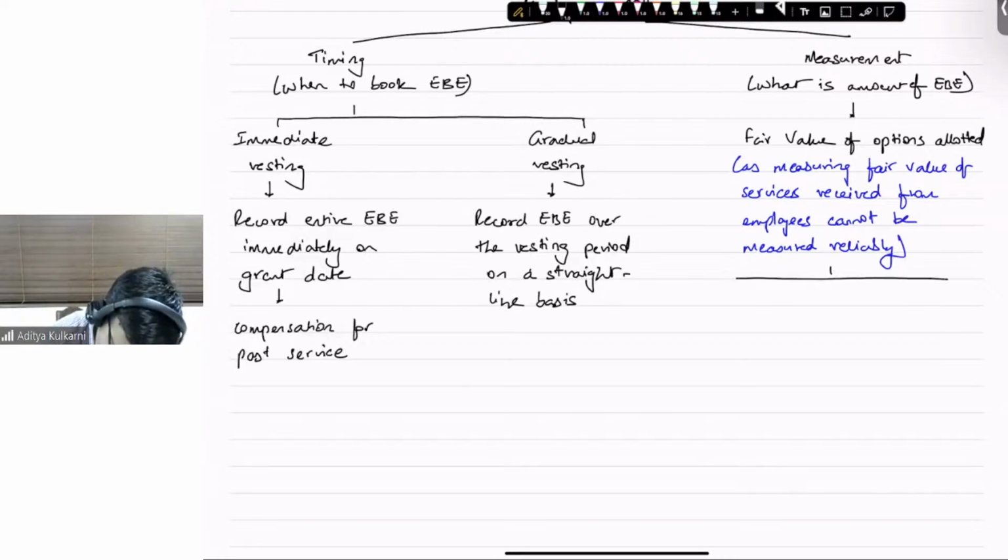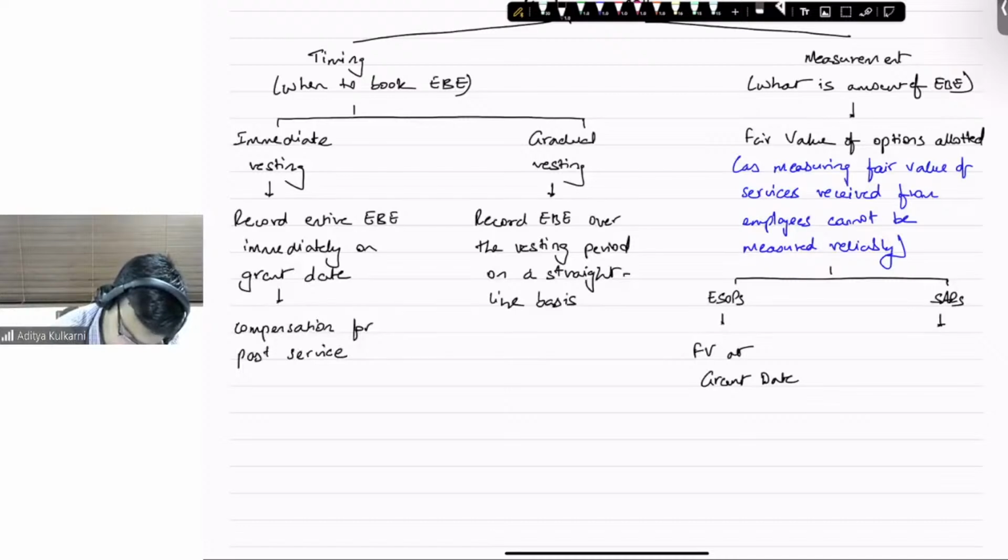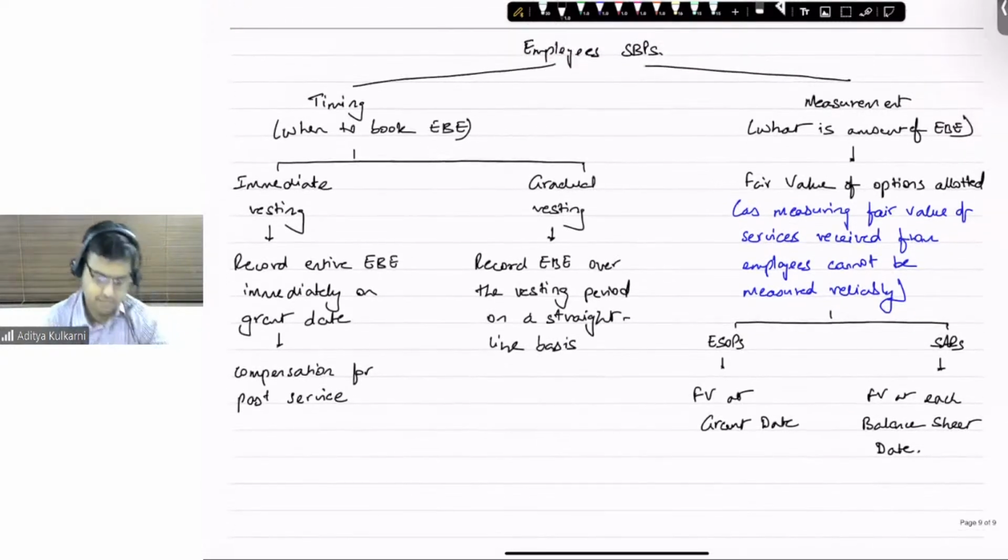So in the case of ESOPs, fair value at grant date. And in the case of SAR, this will be fair value at each balance sheet date. Okay, so just note this down. Once you are done, let me know.